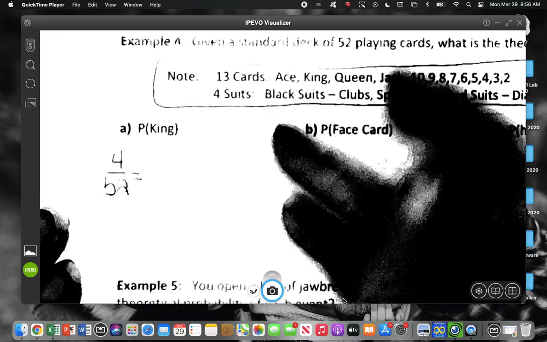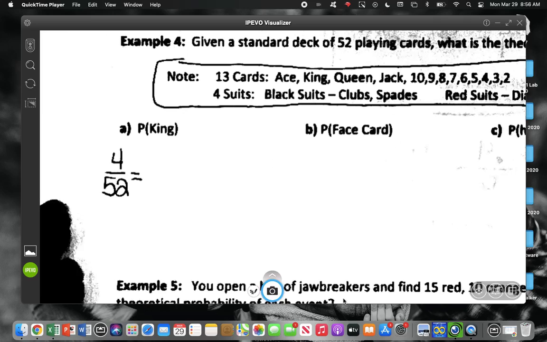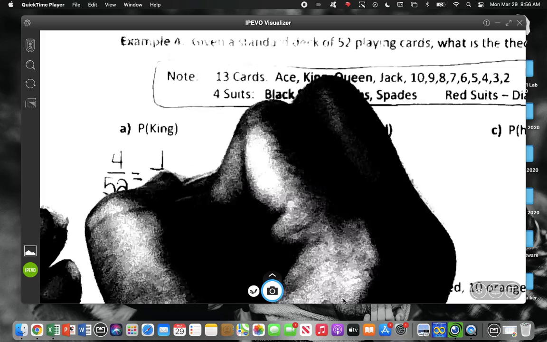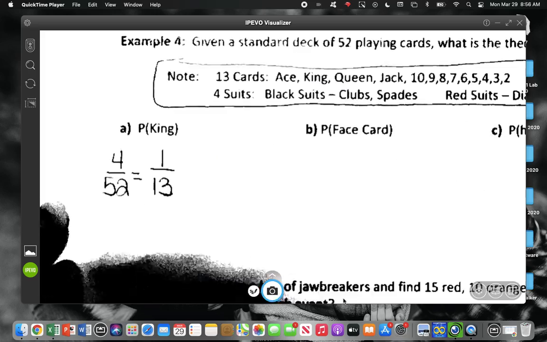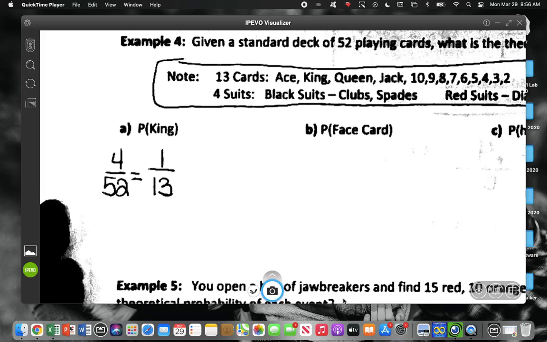Now, can we reduce that to what? 1 out of 13. And we're not going to do decimals and percents on these ones. We're going to leave them just as fractions. So 4 out of the 52 in the entire deck, or 1 out of 13.